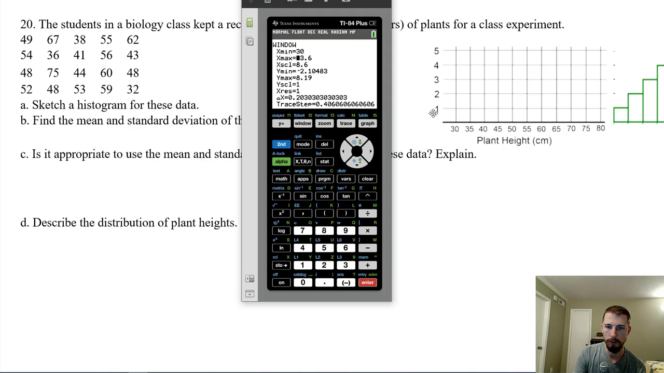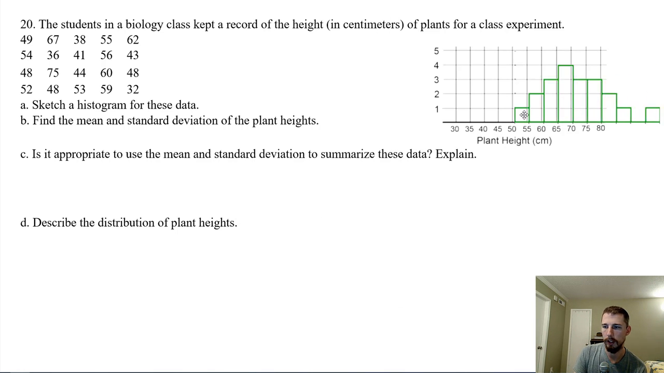So we're going to go from 30 to 80 with the X scale. Looks like we're going by 5s. Bin width of 5. So then hit graph, and we're going to graph that out. You can hit the trace button to actually see what those numbers are. So it looks like our mode is from 45 to 50, and it's 4. So when we graph it out, we have something that looks along the lines of that.